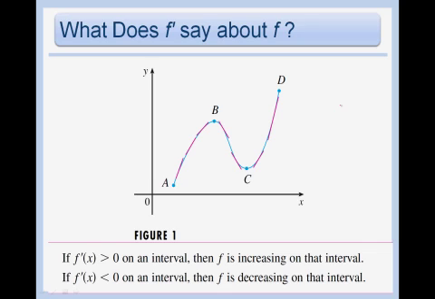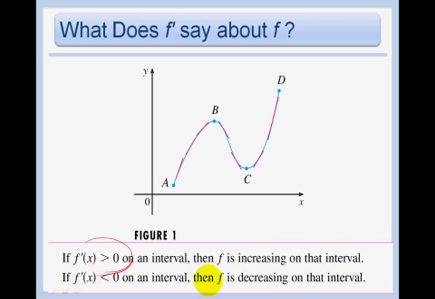Now let's kind of go backwards here. Let's see what f prime says about our actual function. So if our derivative is positive, that means that our tangent lines all have positive slopes. In other words, the function is increasing. We see from B to C that our function begins decreasing, and so it would make sense that the tangent lines are all negative. So if f prime is negative, then we can say that the function is decreasing.